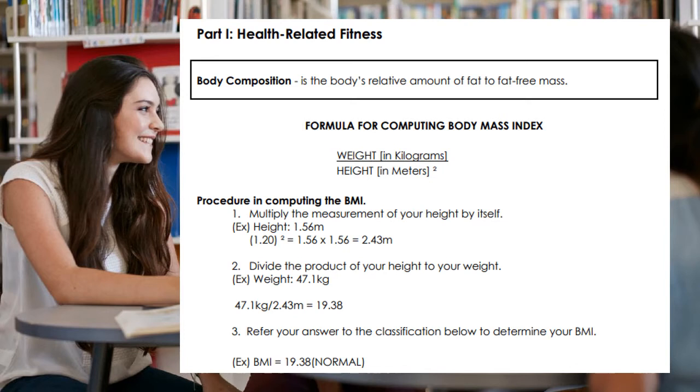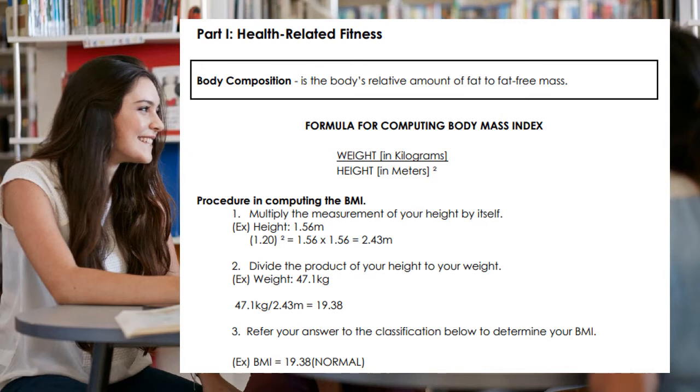Procedure in computing the BMI, number 1: multiply the measurement of your height by itself. So for example, 1.56 meters. Height squared is 1.56 times 1.56, which is equal to 2.43 meters.